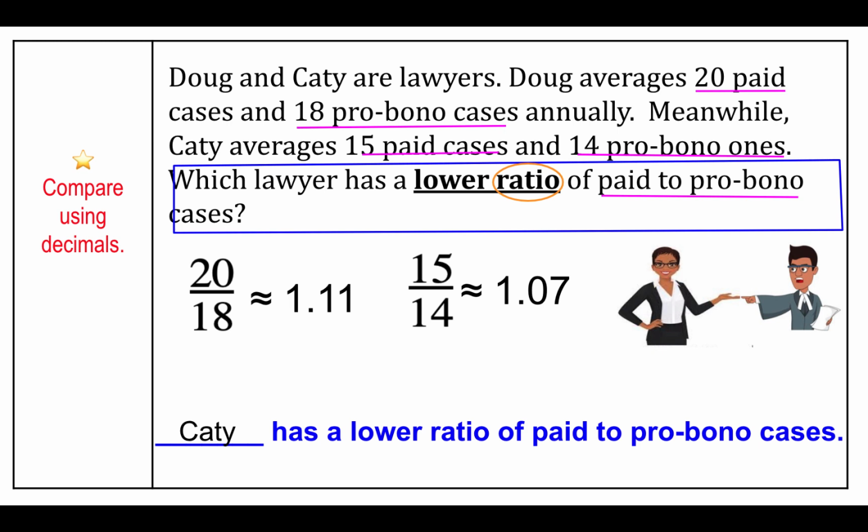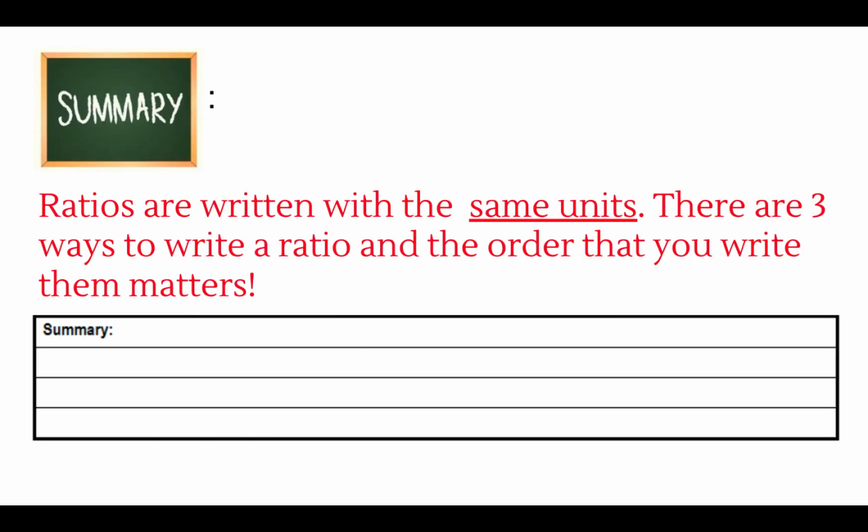Otherwise, if you're ready, let's go on to summarize everything that we did in this lesson. Ratios are written with the same units. There are 3 ways to write a ratio, and the order that you write them matters. Pause the video so that you can finish writing that for your summary in your notes.